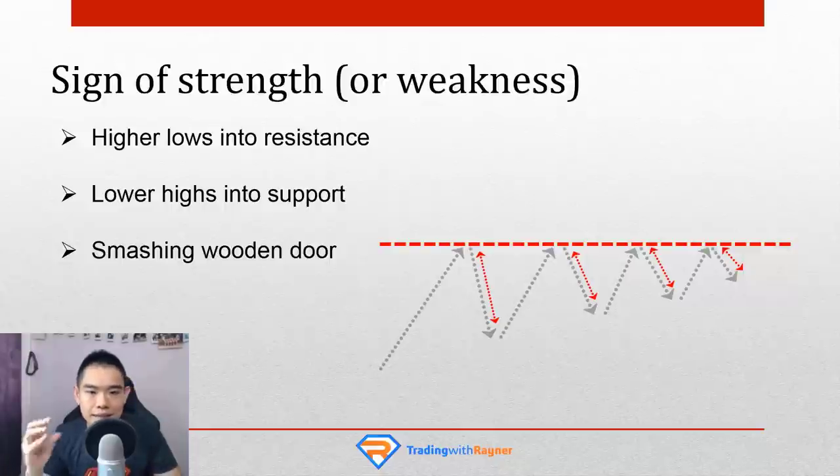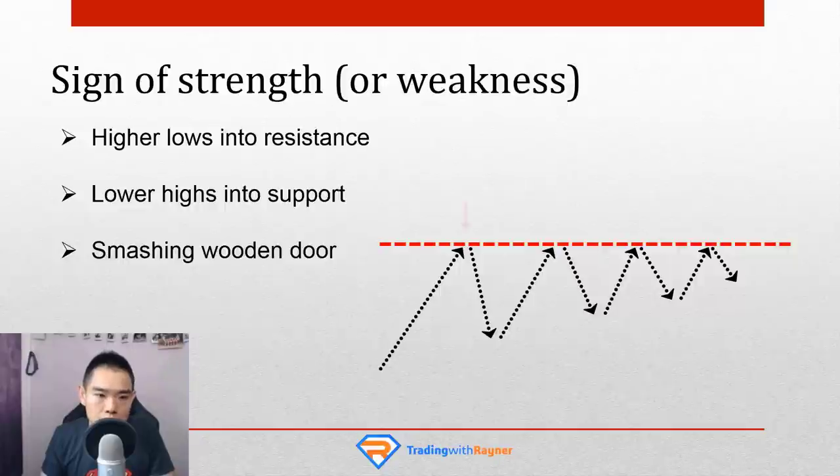Makes sense? And it's the same concept as what I just shared with you earlier. Over here, price tested once, twice, thrice, four times within a short period of time. It's like the hammer smashing against the door multiple times within a short period of time. Let me ask you, what is likely to happen? The door is likely to break. And it's the same for resistance. Resistance is likely to break out higher.